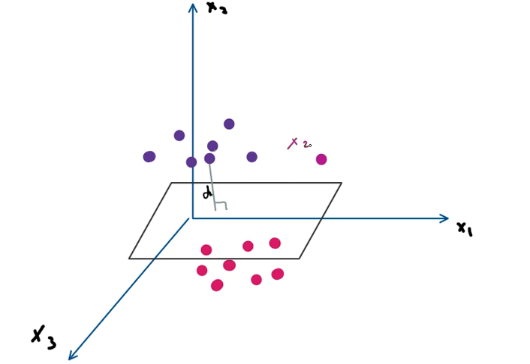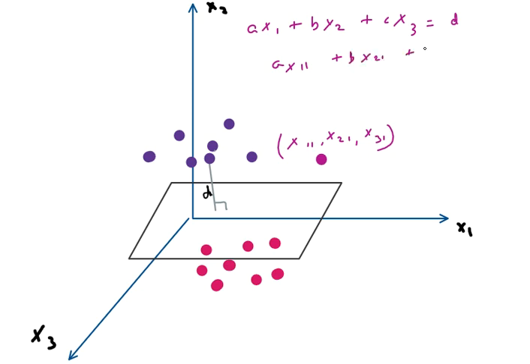So let me write the coordinates: x11, x21 and x31. These are the coordinates of my point. The equation of the hyperplane, let's say, is ax1 plus bx2 plus cx3 equal to d. We'll substitute the coordinates in this and find the value of f(x) minus d. If this is greater than 0, then it will be classified as purple, and if it is less than 0, it will be classified as pink.